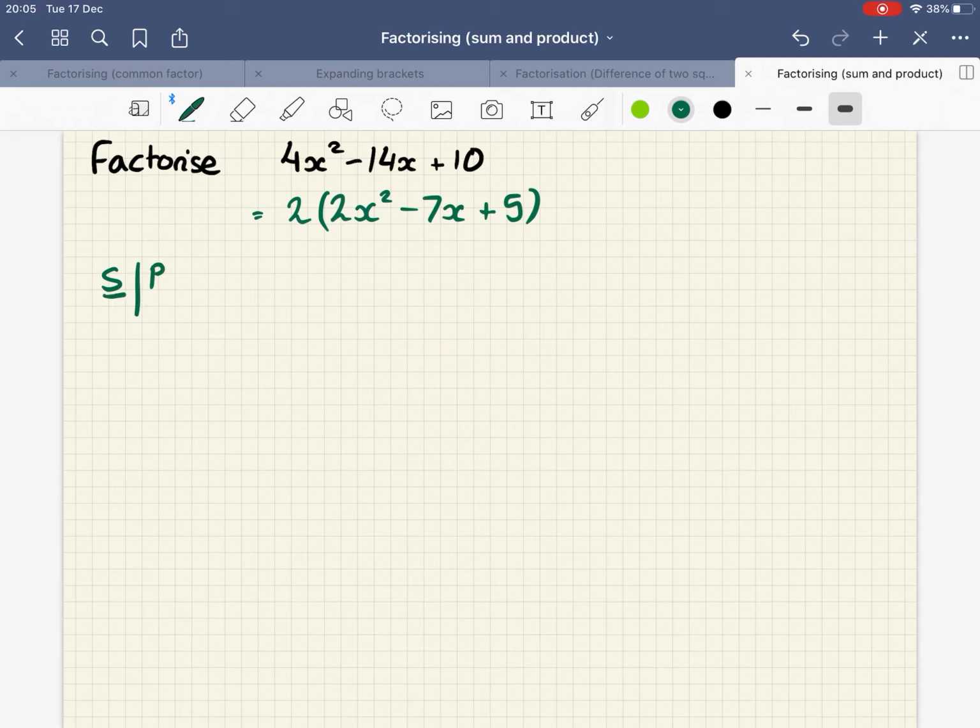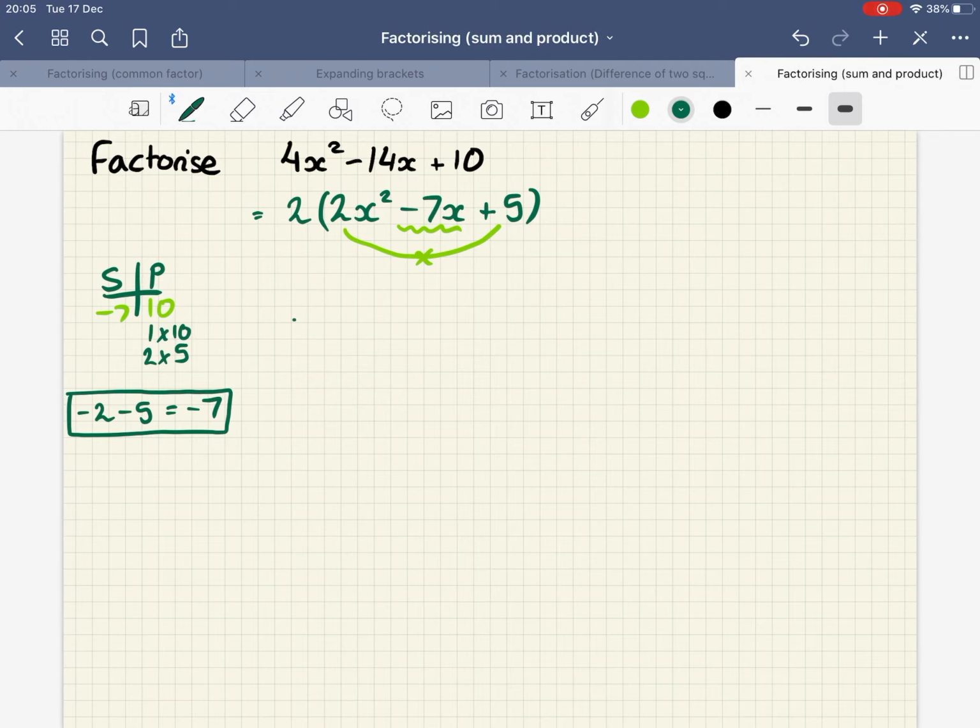And it works no different than before. So my sum is -7. My product is going to be 10. So I've got 1 times 10 or 2 times 5. My only option is -2 minus 5 gives me -7. And so I'm now going to have 2x squared minus 2x minus 5x plus 5.